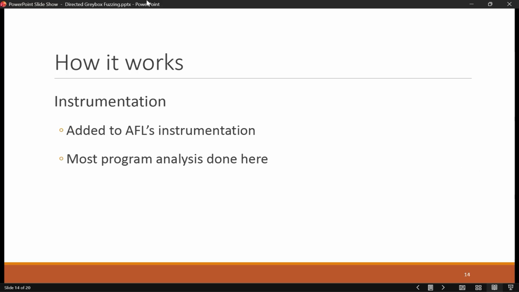It'll then take that information and add that on to the AFL instrumentation, and the added instrumentation is not that much more code than what is already there. And because of the way it's set up, most of the program analysis is done in this instrumentation step here, as opposed to at runtime, like a white box fuzzer would be doing it.